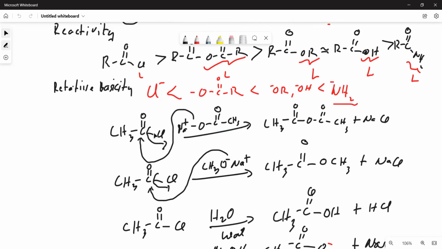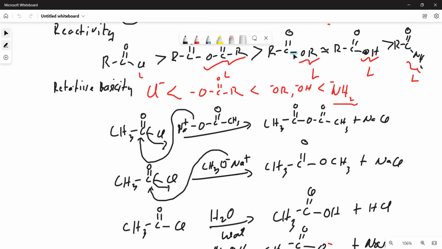So this one can displace the chloride, because carboxylate is a stronger base than the chloride, resulting in the formation of anhydride and the byproduct sodium chloride.